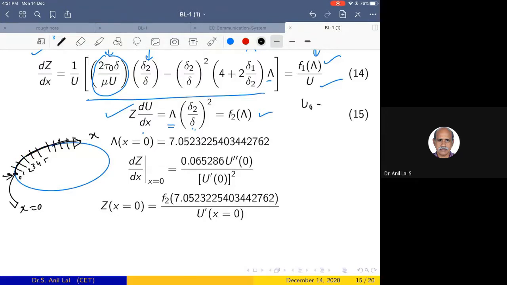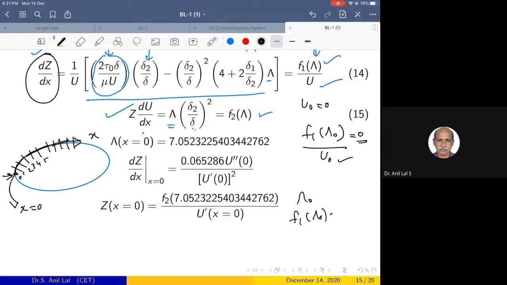So u0 is equal to 0, and the denominator is equal to 0. So f1 of lambda 0 by u0 is 0 over 0. To have a finite value for dz by dx at x equal to 0, where u0 is equal to 0, the numerator must also be equal to 0. So we start with a value of lambda 0 such that f1 of lambda 0 is equal to 0, or we choose lambda 0 to be a zero of the function f1 of lambda.